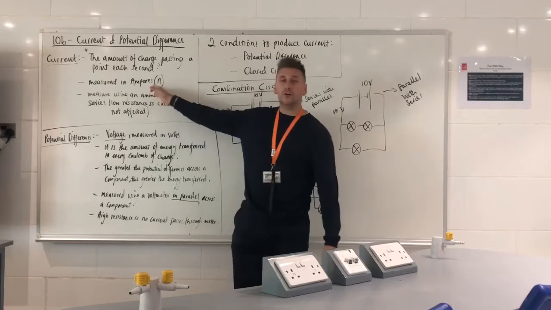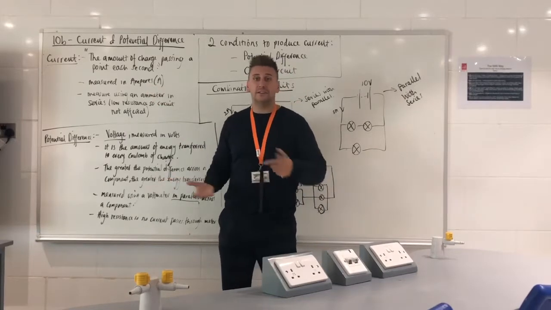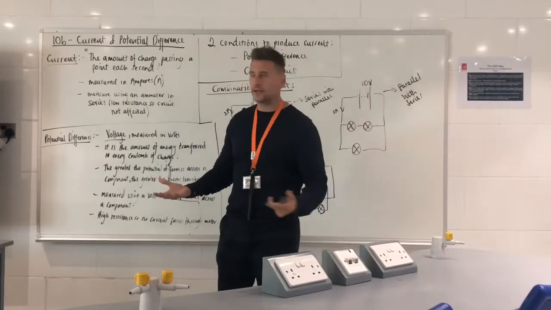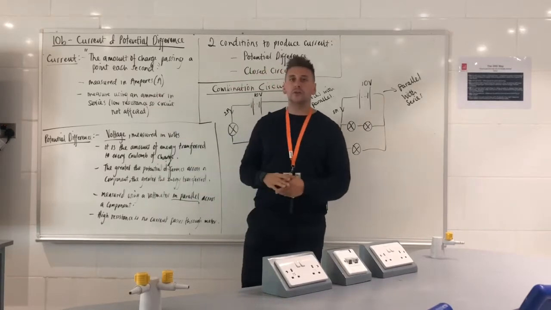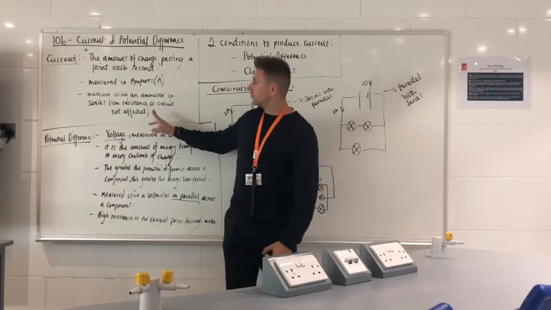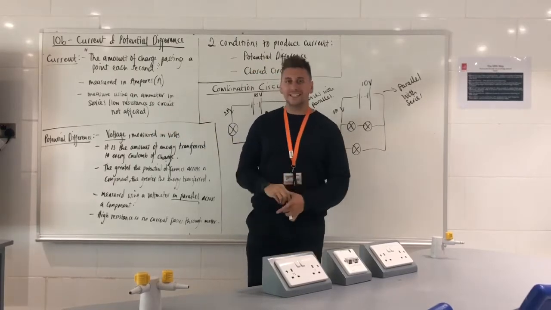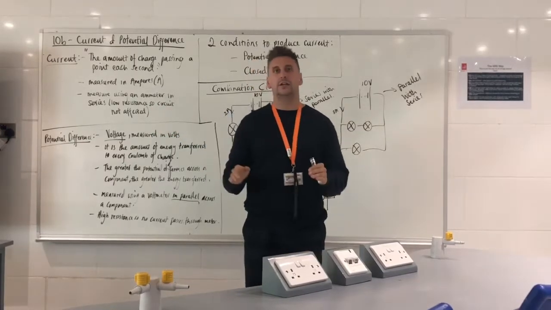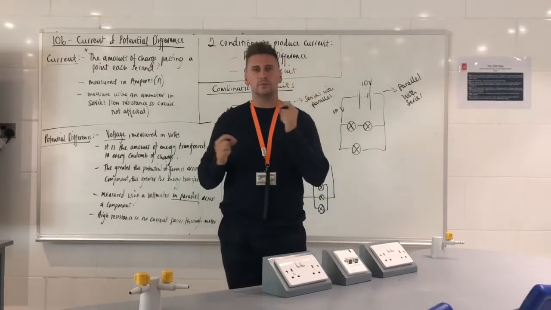Alright? We measure the current in amperes, or capital A. If you were to write 2A, that's 2 amperes. And we measure the current using an ammeter. Now it says here in series, and it also says in brackets, low resistance, so it doesn't affect the circuit. So let's just understand what that means, what's going on.